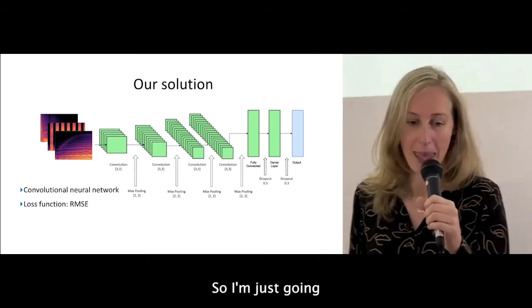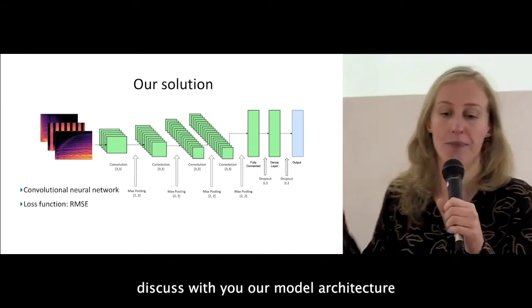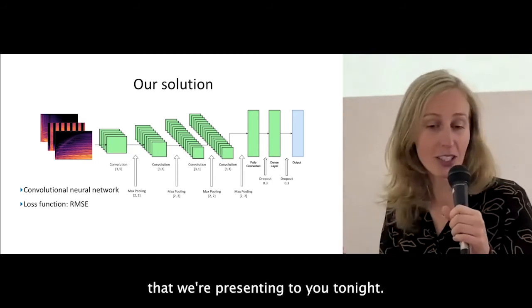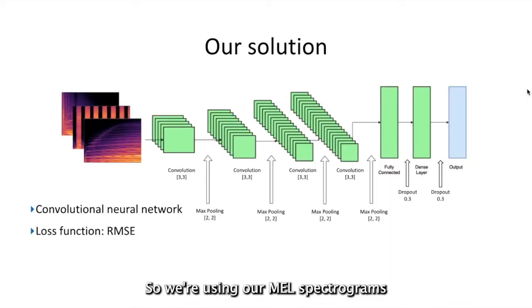All right. So I'm just going to briefly discuss our model architecture of the final model that we're presenting to you tonight. We're using our MEL spectrograms as input into a convolutional neural network that consists of 4 convolutional layers intertwined with max pooling layers. And we have 2 dense layers and an output layer at the end.